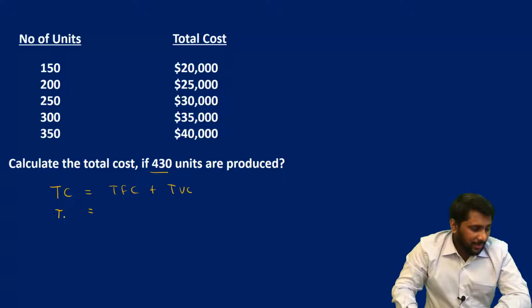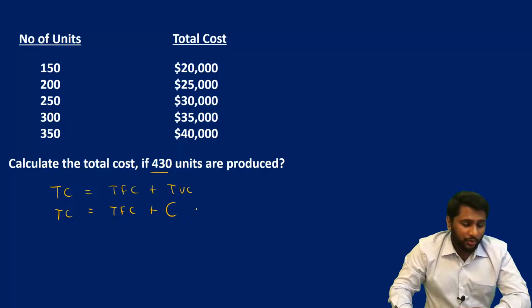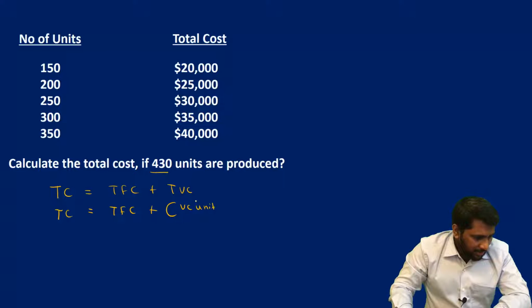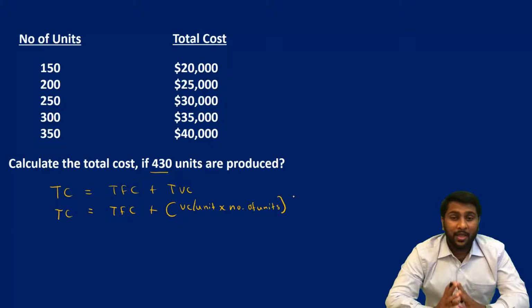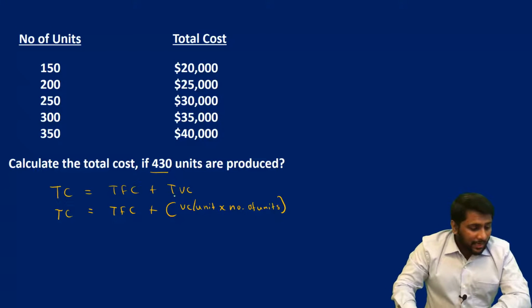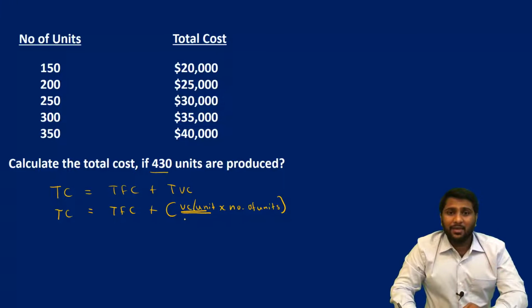If I further elaborate this formula, your total cost equals total fixed cost plus the total variable cost. The total variable cost is the variable cost per unit into the number of units that you are going to produce. So this entire thing will give you the total variable cost. It is very important to remember that using the high-low formula, we can calculate the variable cost per unit.